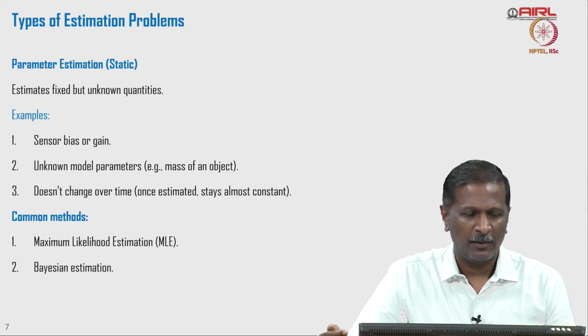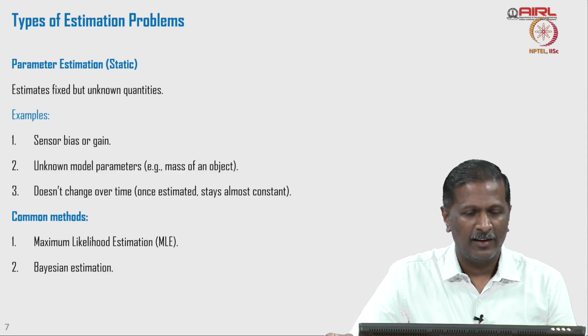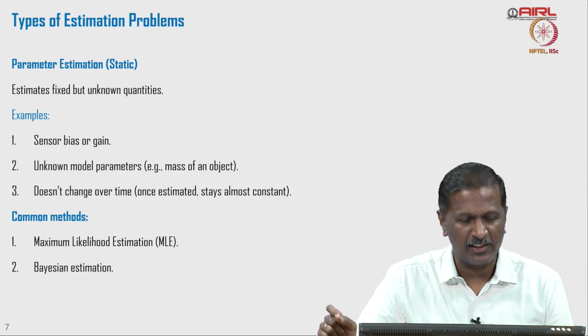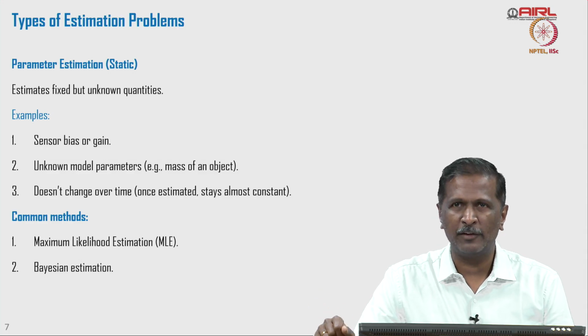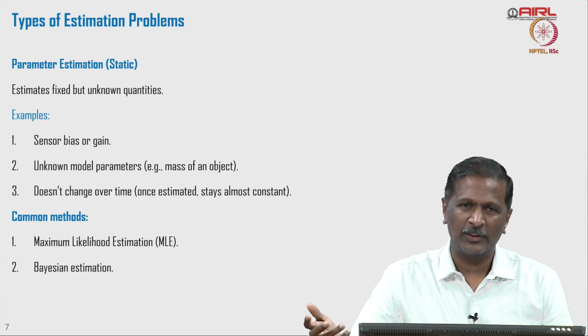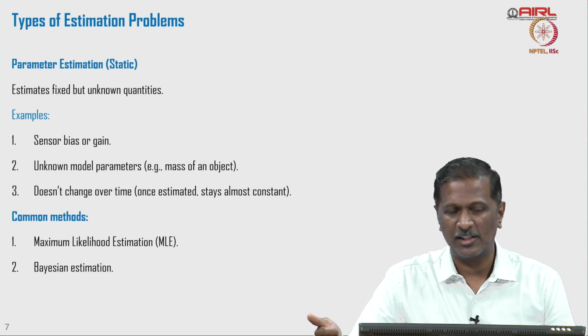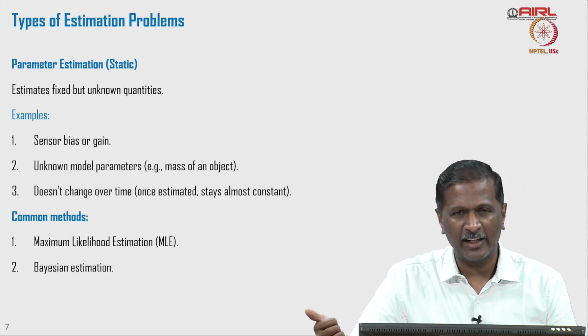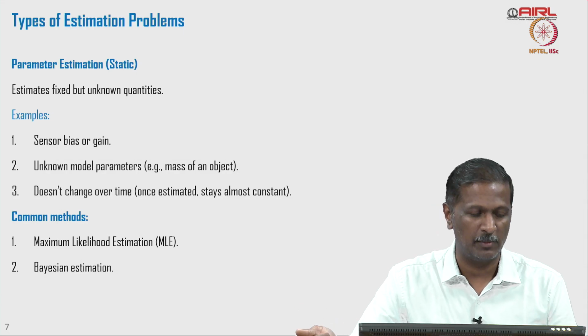Now let us talk more about parameter estimation. Estimating a fixed but unknown quantity. Let us say I want to find out the time constant of the motor. That is a fixed quantity, it is unknown, but I want to estimate it. I can use it for sensor bias. What is a sensor bias or sensor gain to be estimated?